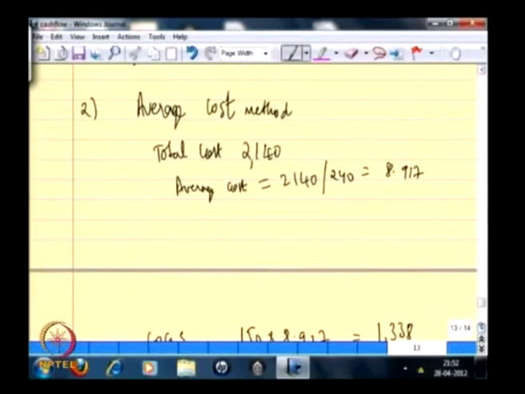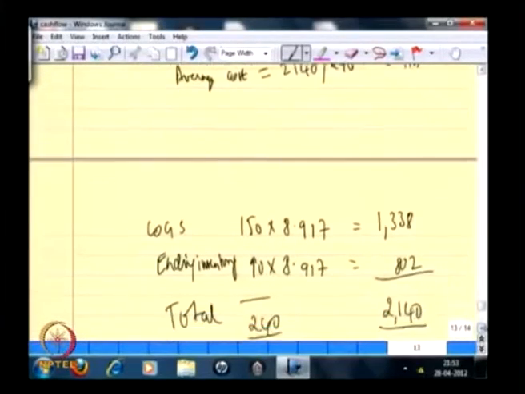So, the average cost per unit is 8.917, and if I sell 150 units, the cost of goods sold is 150 times this. If I sell 120, the cost of goods sold is 120 times this. Then the remaining value, in this case if it is 90 units, is 90 times this. So, this settles the issue of what the value is, and whether this is the right value, I would say yes. Why? Because I adopted, in my opinion, a very fair method of using the average cost per unit to calculate the cost of goods sold or the ending inventory value.